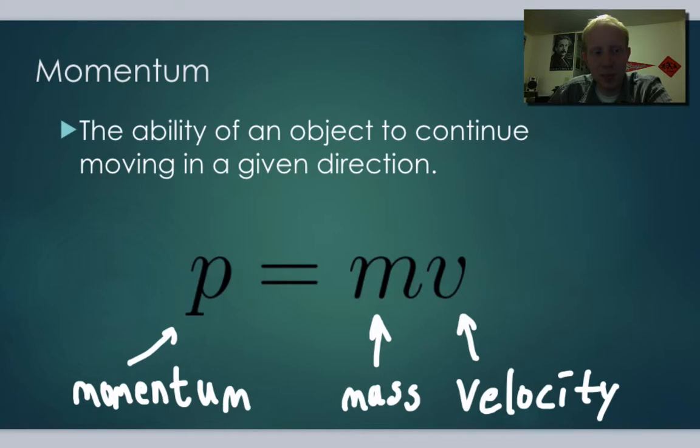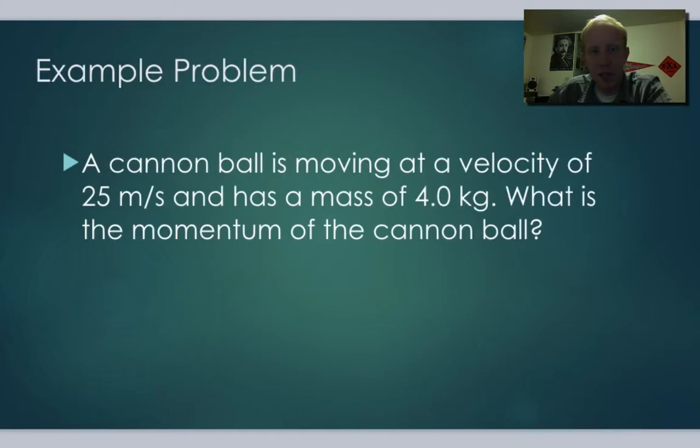So let's just try a practice problem. It's a pretty simple calculation, but let's make sure we got this down. A cannonball is moving at a velocity of 25 meters per second and has a mass of 4 kilograms. What is the momentum of the cannonball? Let's identify what we know. We're told that the velocity is equal to 25 meters per second.